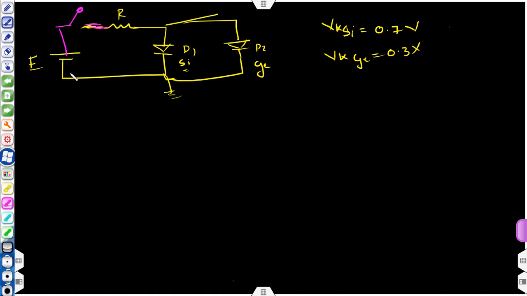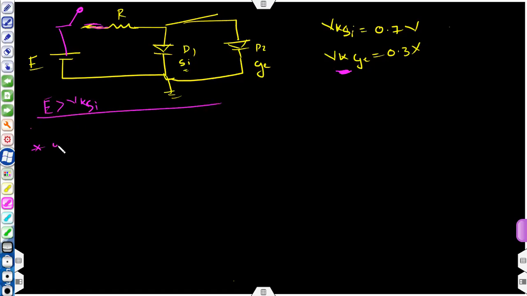Initially the switch is open, and let us assume that E is greater than VK. If E is greater than VK of Si, by default it is obviously greater than that of germanium. Initially when the switch is open, both the diodes will be in off condition, so no current will flow because the switch itself is open.